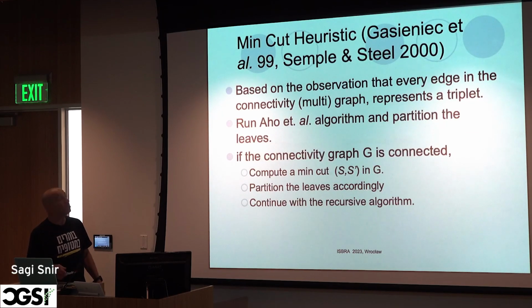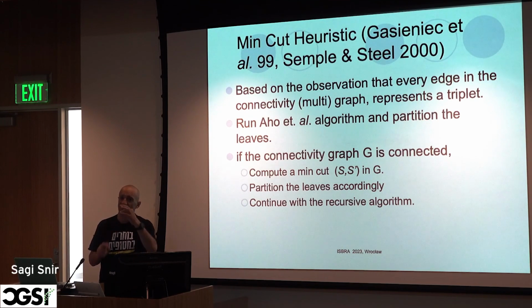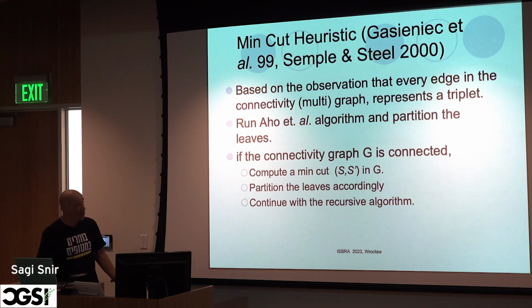And actually, he was among the first two. In parallel, two teams came with the same idea that is called the MinCut heuristic. And the MinCut heuristic says the following. Since every triplet in that connectivity graph is represented by one edge, and we need to violate at least one triplet, let's look to violate the least number. And this is the idea.